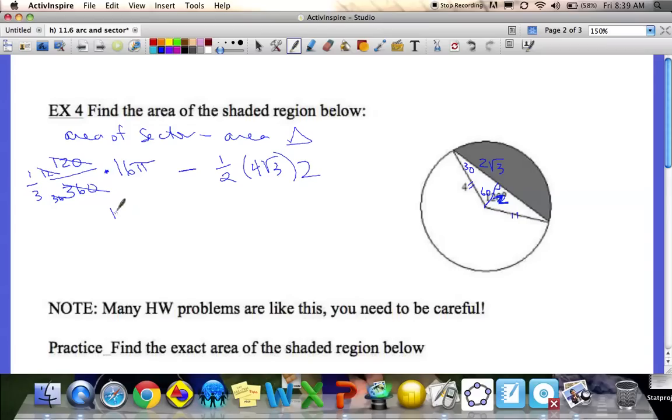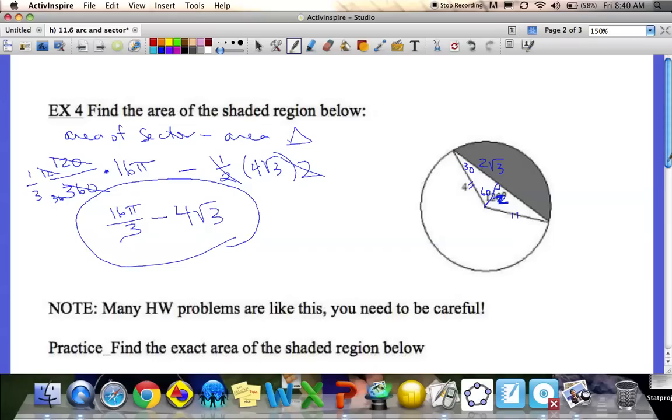So this would be 16 pi over 3 minus 4 root 3. This is the final answer. You cannot combine pi's and root 3's, anything like that. Okay? So that's the total area.